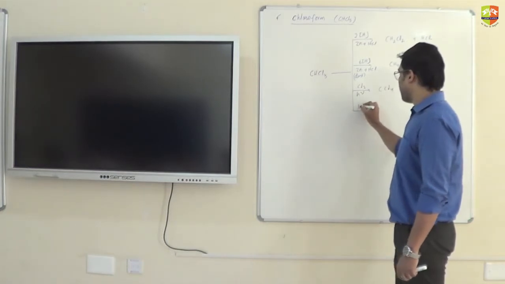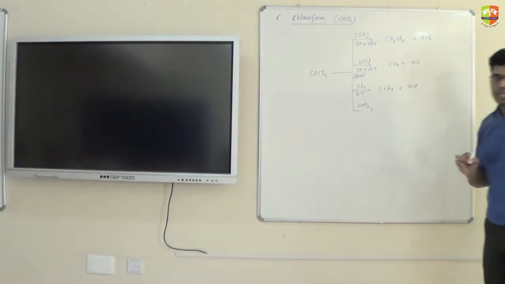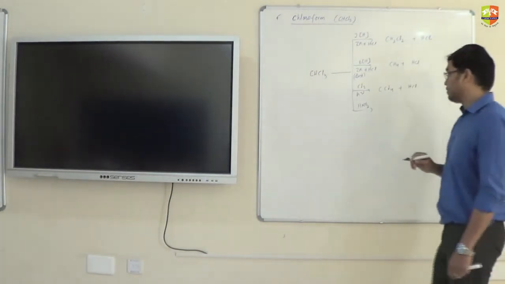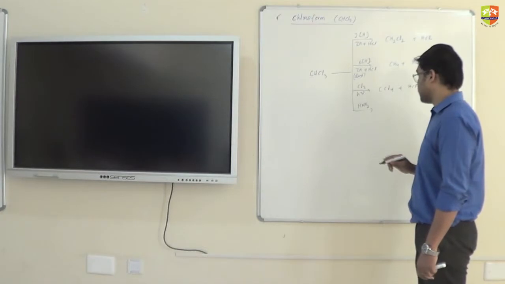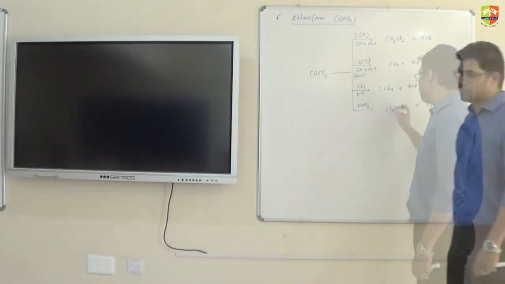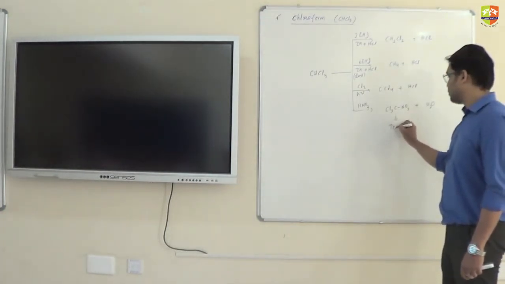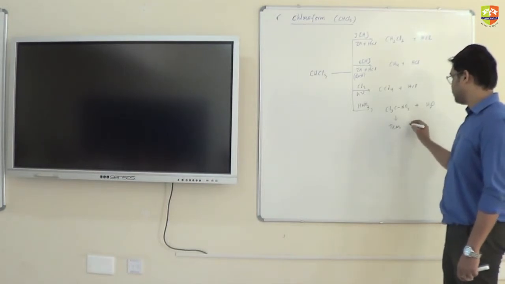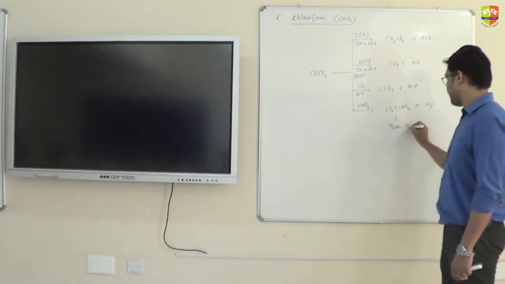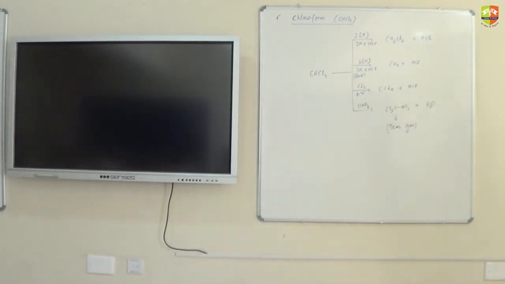One more important reaction is when it reacts with HNO3, nitric acid. It forms CCl3NO2. This is used in tear gas. That's why this last one is important. CCl3NO2 is used in tear gas.